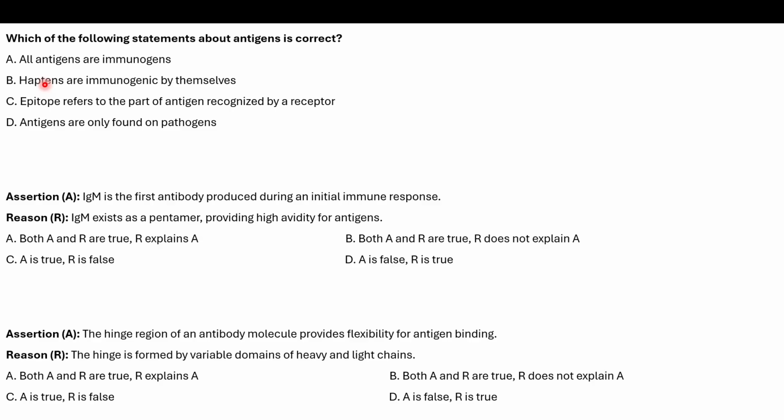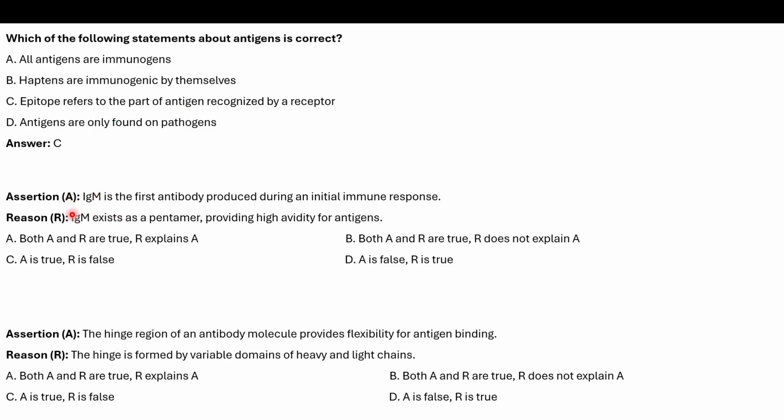No. Haptens are small antigenic molecules, but when these are bound to a larger molecule, then they can be made immunogenic. All antigens need not be immunogens. An epitope refers to the part of the antigen recognized by a receptor, which is fine. Antigens are only found on pathogens, not necessary. So the correct option is option C. Okay. It is talking about the specific region that gets recognized by a receptor.